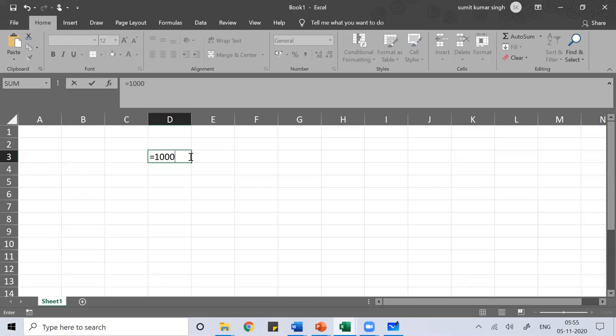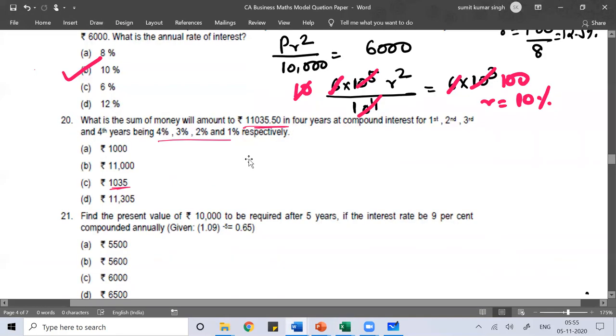So 10,000 into 1 plus 1%, 1 plus 2%, 1 plus 3%, 1 plus 4% gives 11,035.5. So you can see 11,035.5. So it should be 10,000, not 1,000. So this should be 10,000.